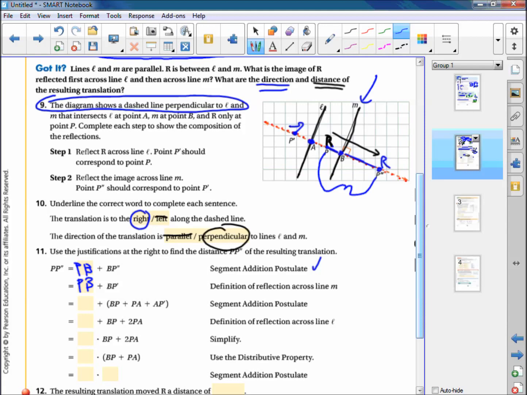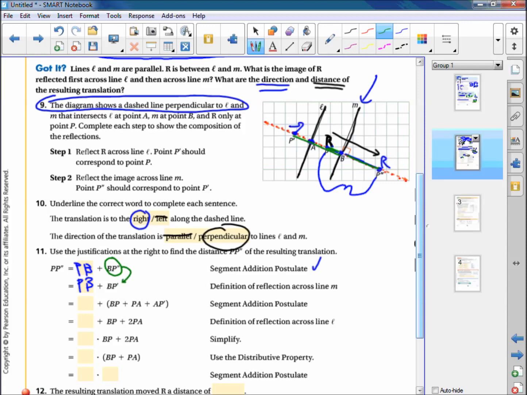All right, so how does that work? All right, so we still have the P to B segment. I'm going to do it in green this time. And they're just saying that, hey, the B to P double prime is the same length as the B to P prime, okay? Because it's a reflection over the same line. We reflected P prime over line M to get P double prime. Therefore, P prime and P double prime should be the same length away from B. So that's why we can replace B P double prime with B P prime.